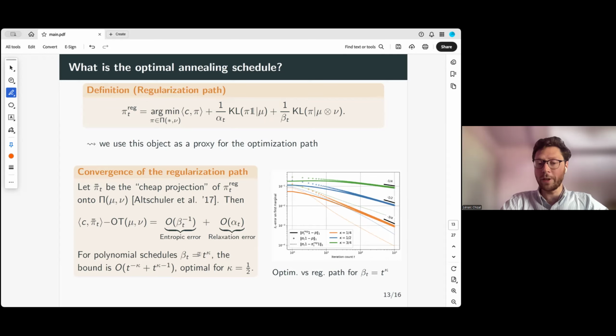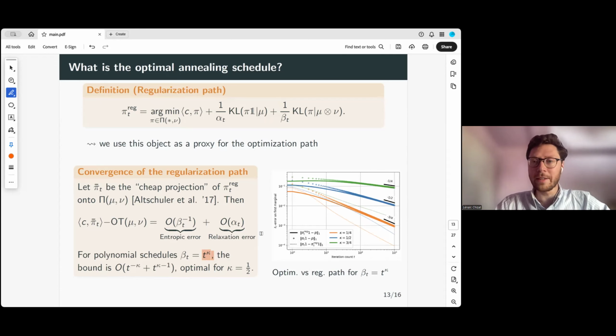For instance, if you take polynomial annealing schedules of the form t to the kappa, then you get a bound of order t to the minus kappa plus t to the kappa minus 1, which is optimal when kappa equals 1/2, so the square root of t annealing schedule. So this is what you get when you optimize the upper bound.